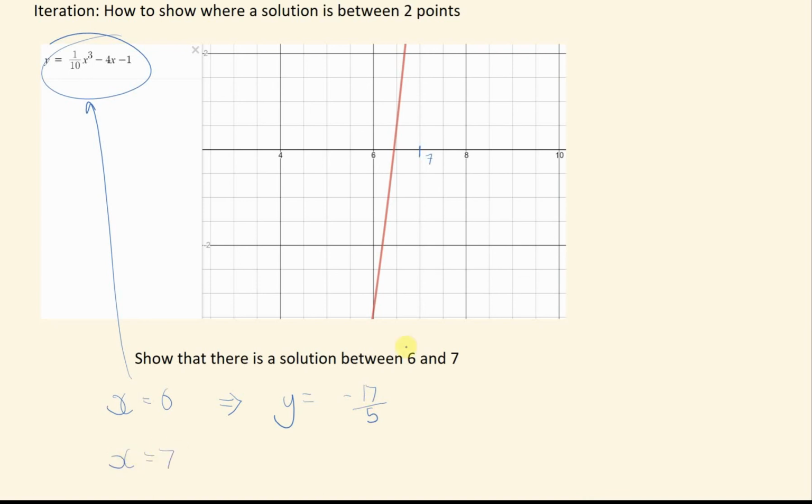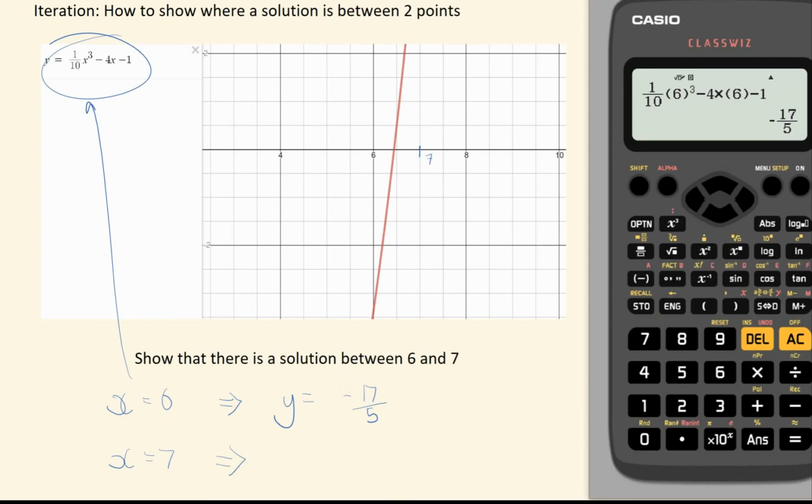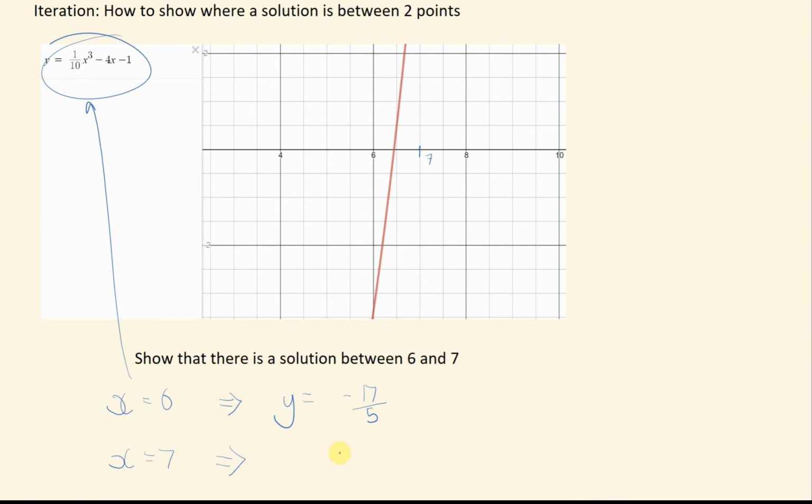Okay, I want a solution between 6 and 7. So now I'm also going to plug in x equals 7. Everywhere I've got an x, which is a number in brackets, I'm going to replace that with a 7. Okay, that gives me 53 over 10. And this makes sense looking at the graph. We can see that when x is 6, it was negative, and when x is 7, it's going to be positive somewhere up here. And in fact, that's enough to show that there is a solution between 6 and 7.